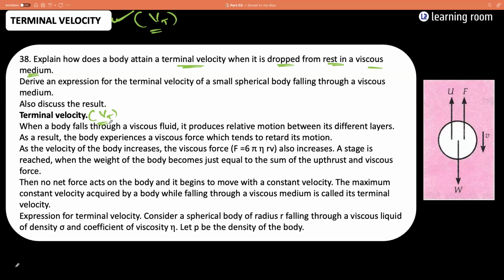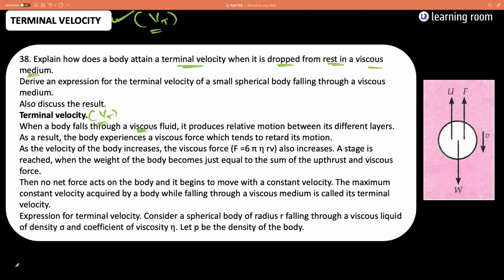When an object is falling through a viscous fluid, it produces relative motion between its different layers. As a result, the object experiences a viscous force which will tend to retard its motion.